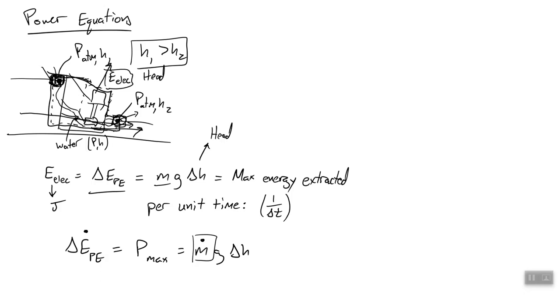Okay, but we don't really like to work in mass flow rates when we're talking about liquids. Instead, we like to think about volume flow rates. You know, like gallons per second. You've heard these types of terms, but you've never heard of kilograms per second of water moving through a system. Maybe you have. It's because you're engineers. Okay, so P max now, we're going to rewrite this m dot in volume flow rate terms.